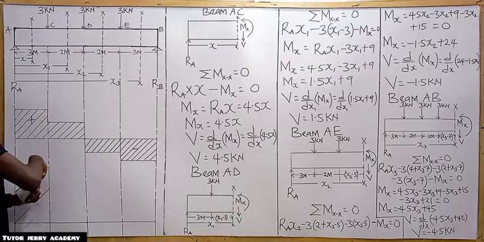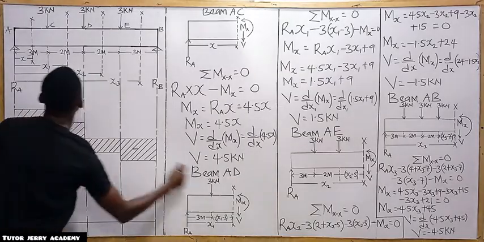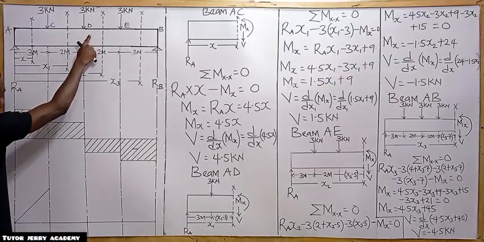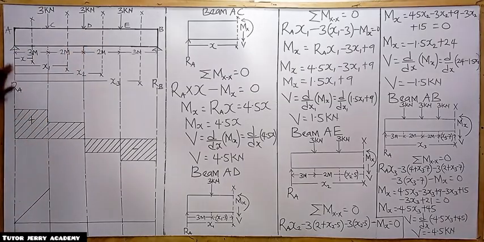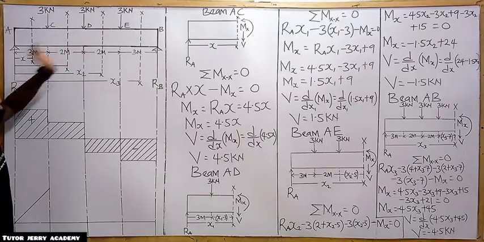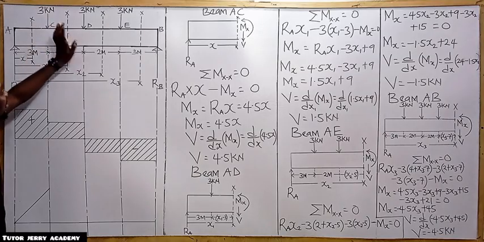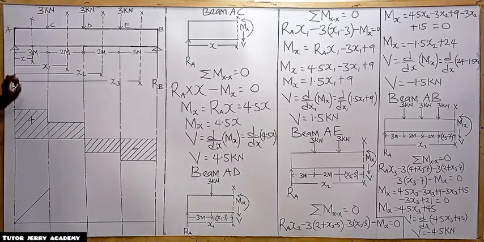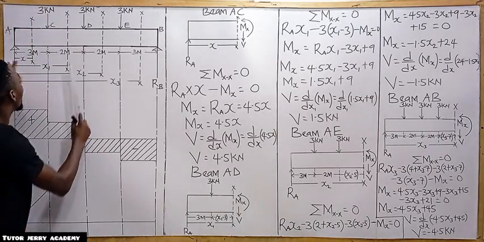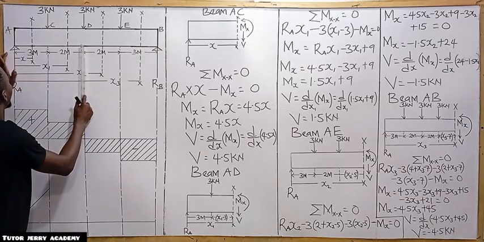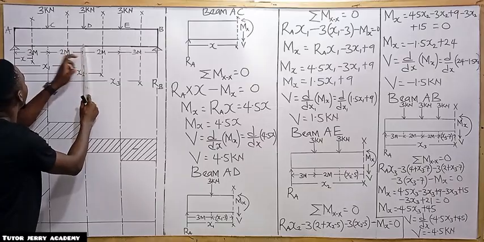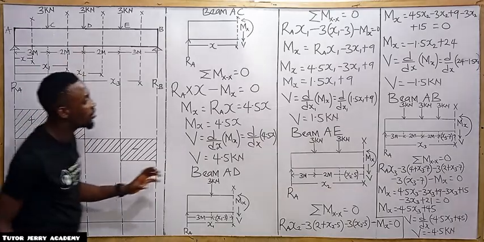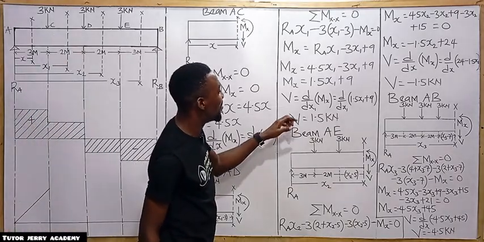So now the next one, we'll be going to beam AD. Now when we get to beam AD, we want to find the bending moment at point D. We are done with point A and point C. We just need point D. All right, so for us to get the bending moment at point D, we must know the total distance, right? So the total distance from this point to this point is nothing but what? 5. So we are just going to substitute 5 in the bending moment equation.